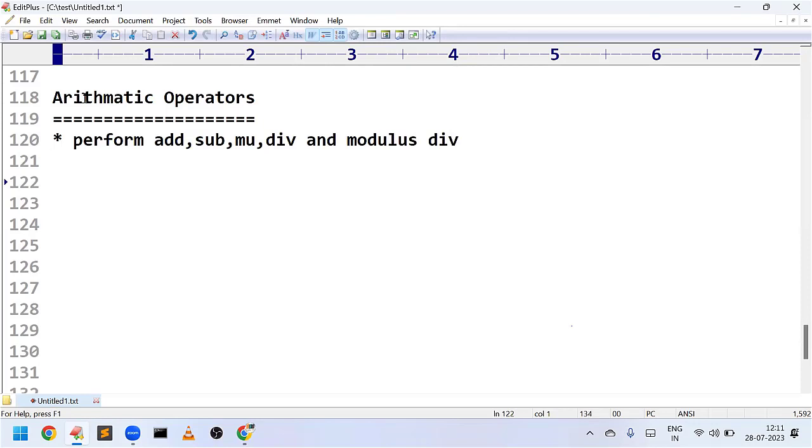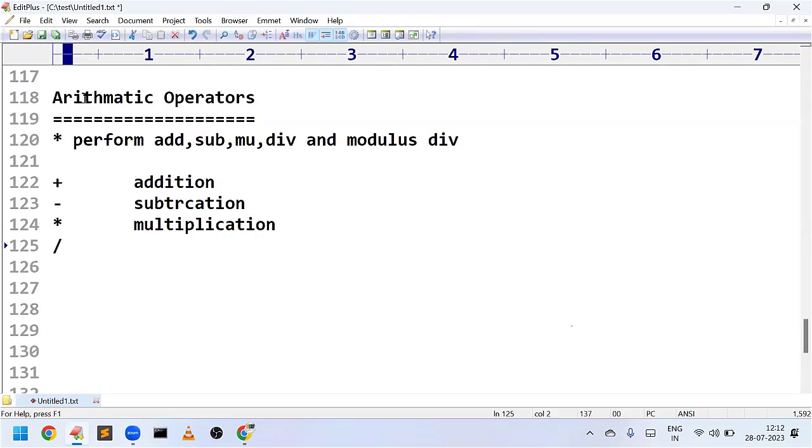The symbol used for addition is plus. Minus is the symbol used for subtraction. And star is used for multiplication. The divide symbol is used for division. And the last one is modulus division.